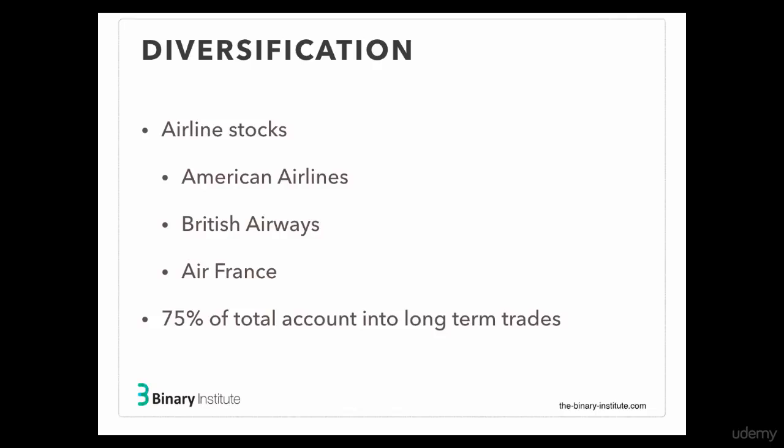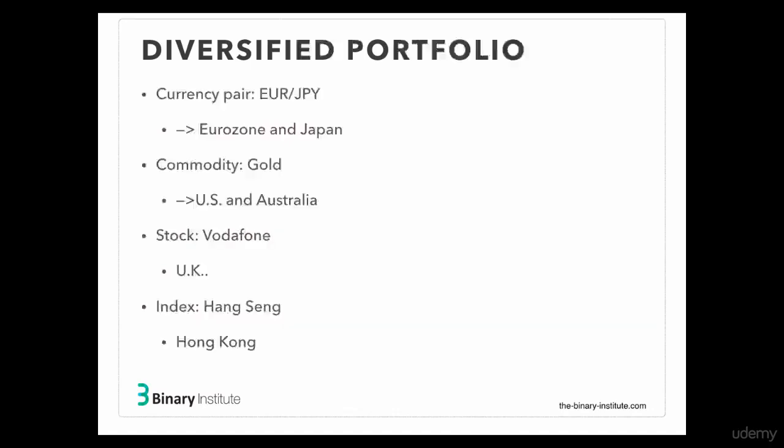So let's take a look at a diversified trading portfolio to show you how it looks and how it works. Now, in our example, we're going to trade using a currency pair, a commodity, a stock, and an index. For our currency pair, we'll choose the Euro-Japanese yen, which is dependent on the economies of the Eurozone and Japan. For our commodity, we'll focus on gold, which is closely connected to the US dollar and the Australian dollar. For our stock, we'll choose Vodafone, which is a British stock, and it's traded on the FTSE 100 index. And the index that we'll trade will be the Hang Seng, which is Hong Kong's major index.